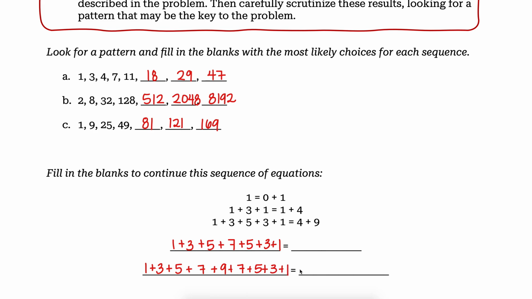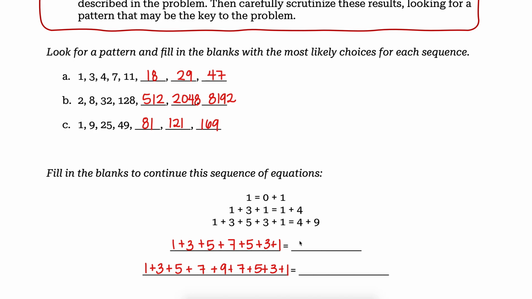So there we have the left side. The right-hand side, what's going on here? Well, before in part C, we were thinking of perfect squares, and we're going to continue with that. So just looking at the right-hand side, I have 0 squared plus 1 squared. Then the next one down is 1 squared plus 2 squared. Next one down, 2 squared plus 3 squared.